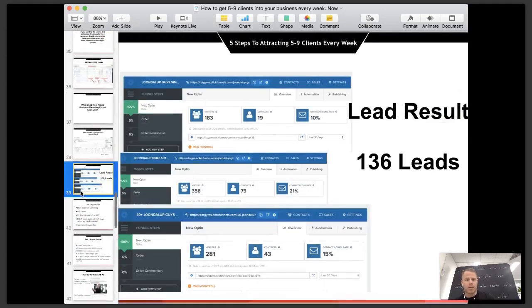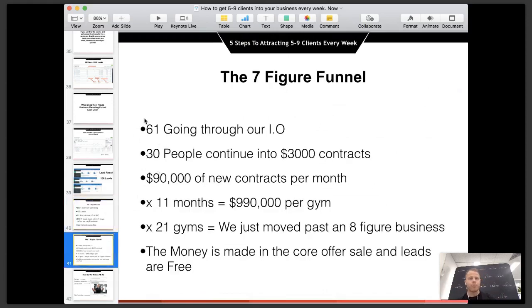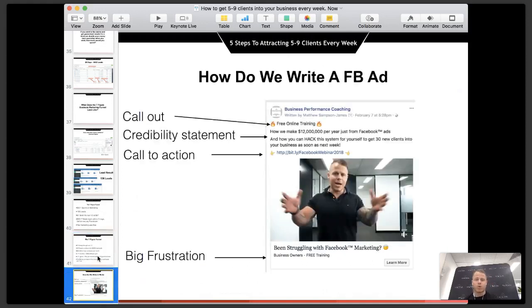Well, we know from that, we know what it means. 136 leads equals 61 sold into our intro offer. So we're making money on the front end. So our marketing actually costs us nothing. Marketing is free. But from the 61 into our IO, we know that we're upselling 30 into $3,000. And that's how we make $90,000 a month from every single gym. And we turn that into 11 months of essentially $990,000 every gym. So we now actually have 21 gyms and we move past an 8-figure business. So with this, that's how to build a 7-figure funnel.